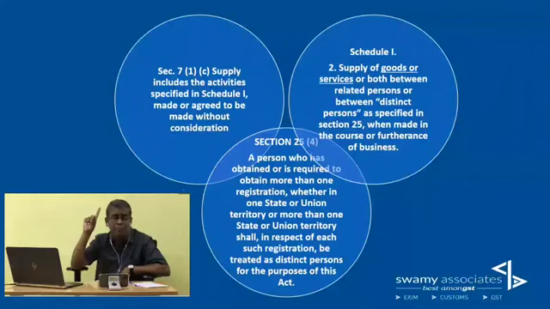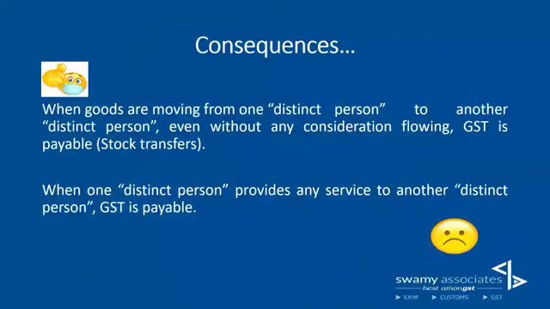So what does that schedule 1 say? One of the entries in schedule 1 says the supply between distinct persons will be a supply even though there is no consideration. And who is the distinct person? If a person has got more than one GST registration in the same state or in different states, they are treated as distinct persons for the purpose of GST law. So now, what happens because of this?